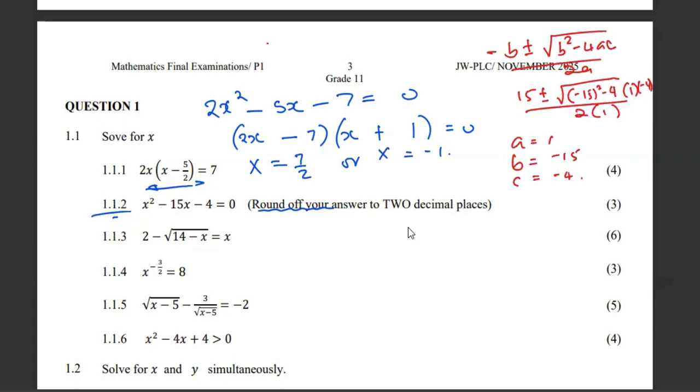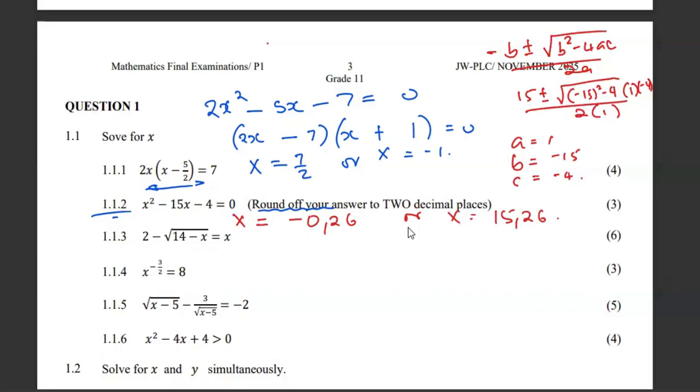So when we punch this into the calculator, the answers I'm getting, the first value is negative 0.26, or x is 15.26. So those are the two answers for the 3 marks.